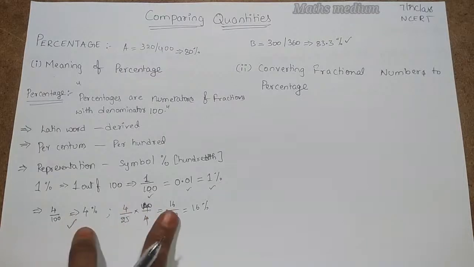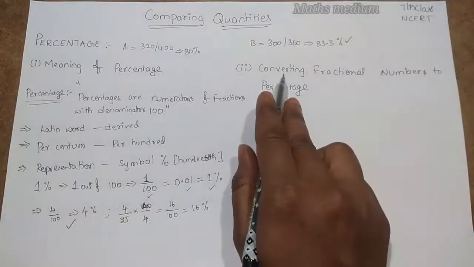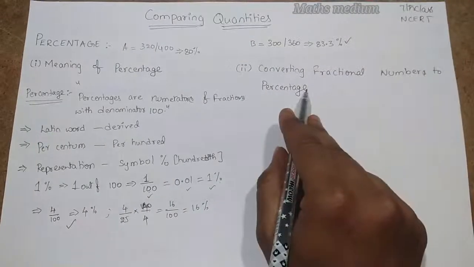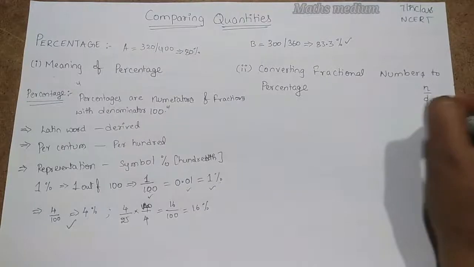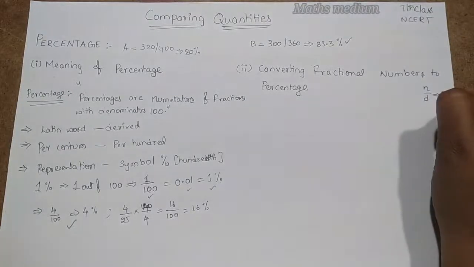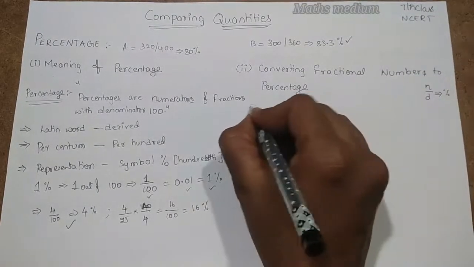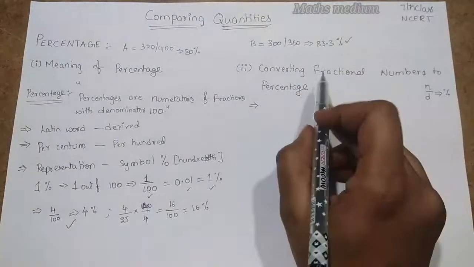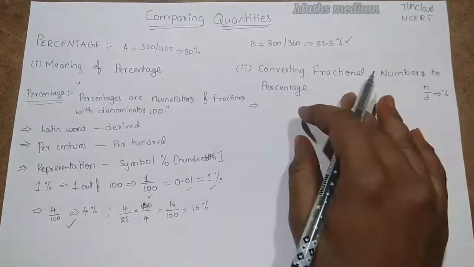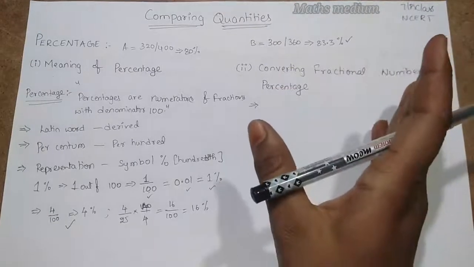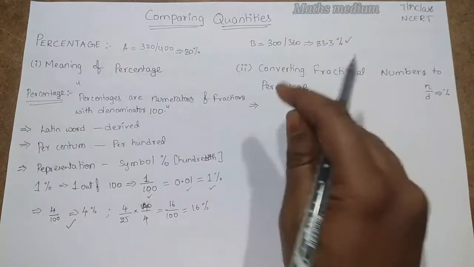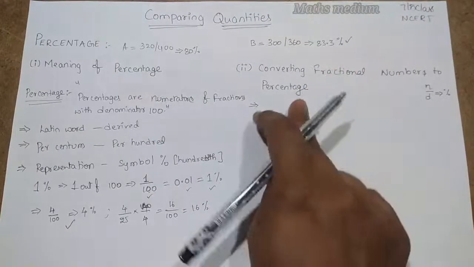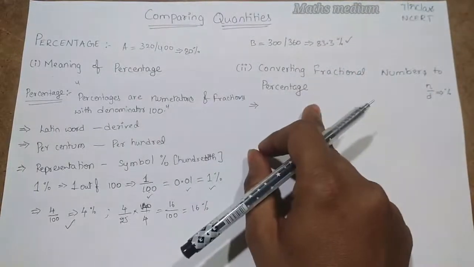So this is about the meaning of percentage and how it can be represented. Next, the second one is converting fractional numbers to percentage. We know fractions are in the form of numerator by denominator, and we convert these into percentages. In fractions, we have different types of denominators, not all the same. So we have to make any fraction into a percentage by using 100 in the denominator, right?